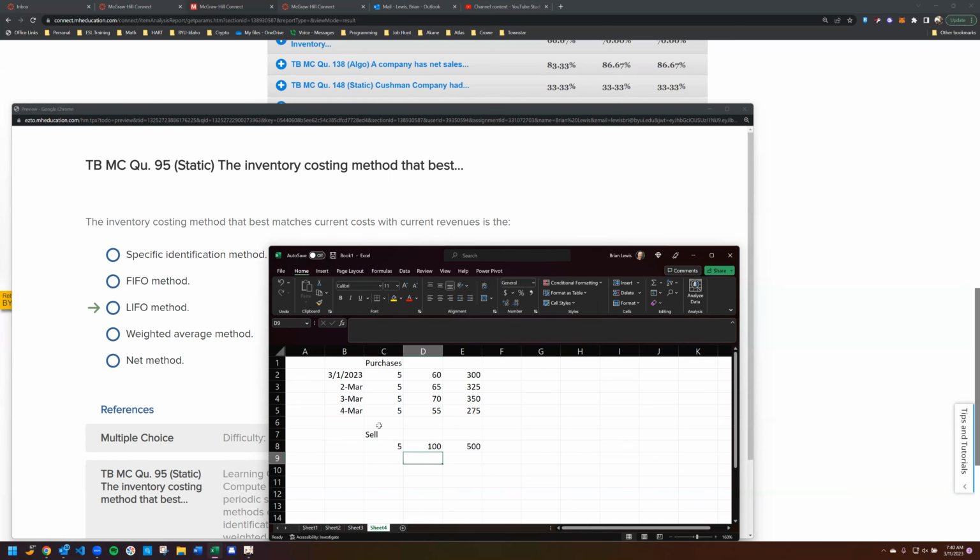Times that on 5, 5. Okay. So the question is, which one best matches current cost, right? So May 5th, or yeah, this is called May 5th. This is the most current sale, right? So this is the $500 in sale.